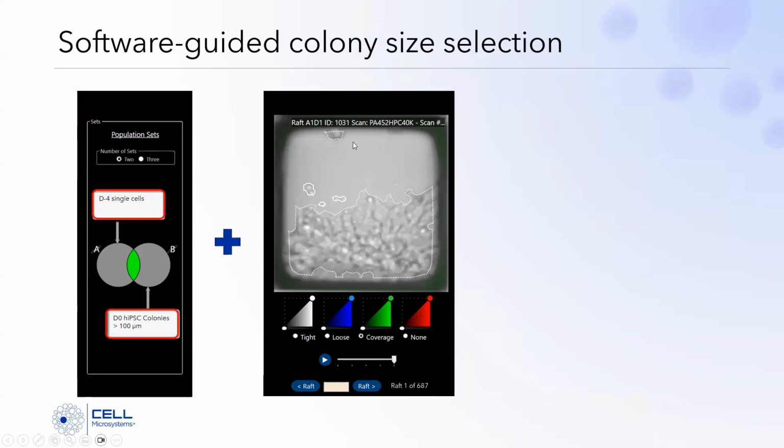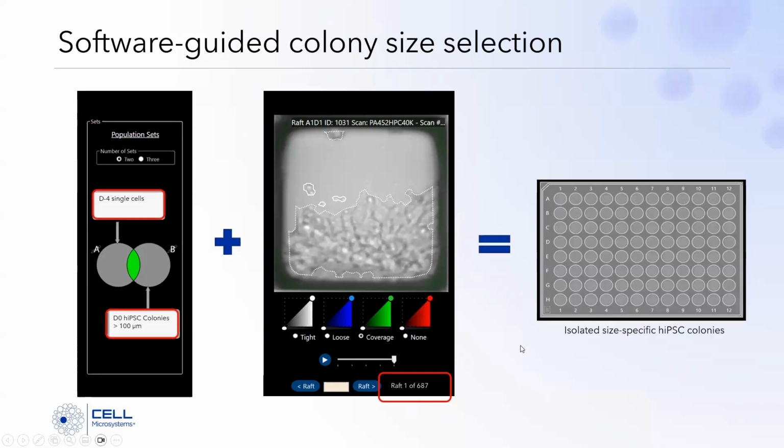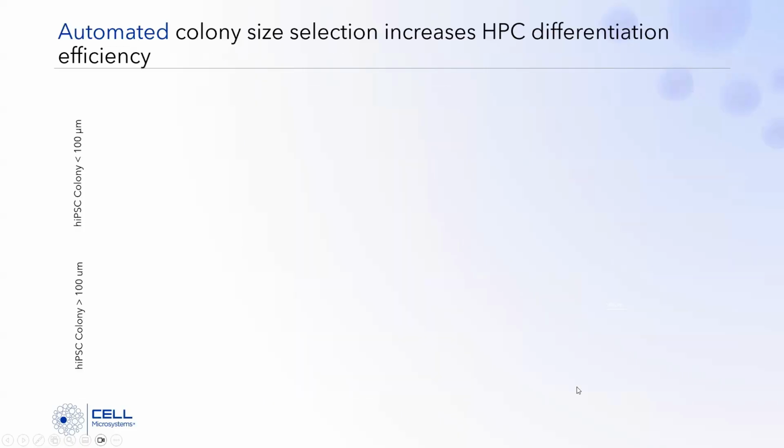As you can see in this image, this is an example of what one colony looks like. In this particular array, there were almost 700 colonies of the correct size. We can then transfer those colonies to a downstream collection plate and continue the differentiation into pluripotent stem cells.